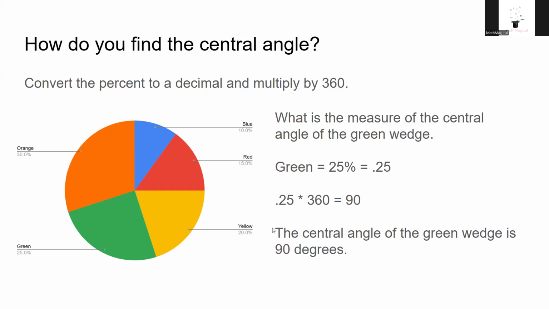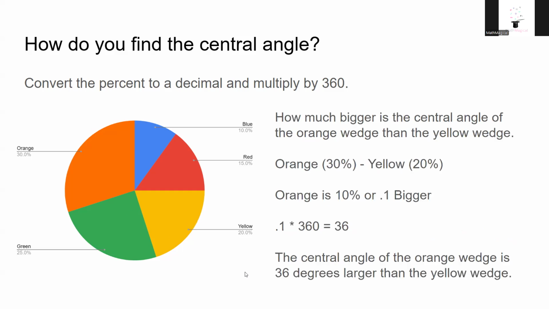Now let's look at this other one. This is green. Green is 25%, 0.25. 0.25 times 360 is 90 degrees. The 90-degree angle is oftentimes called a right angle, so just kind of tuck that away there. The green wedge here does represent a right angle, and 4 90-degree angles would complete a full circle because 25% is 1/4 of the whole.